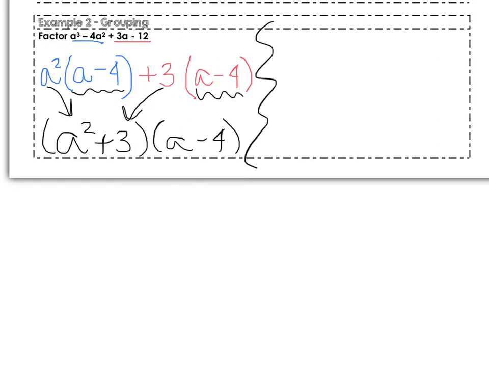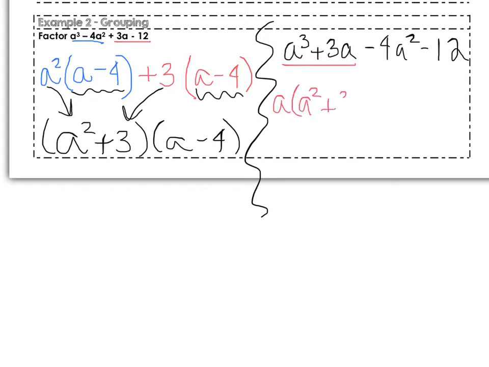Well, let's do this in a different way. Unlike your textbook does, that's the order. But if I wanted to, I can pair together the a to the third and the 3a, just rearranging it in a different order. And then pair together the -4a squared with the -12. Let's play matchmaker here. My first 2 terms, the only thing they have in common is an a, leaving me with an a squared plus a 3. Now my second pair here, -4a squared and -12, they both have a -4 in common. When I take this out, I'm left with a squared plus 3.